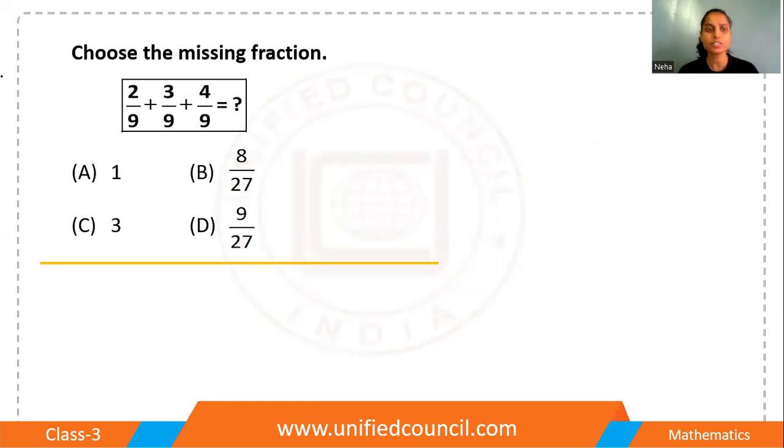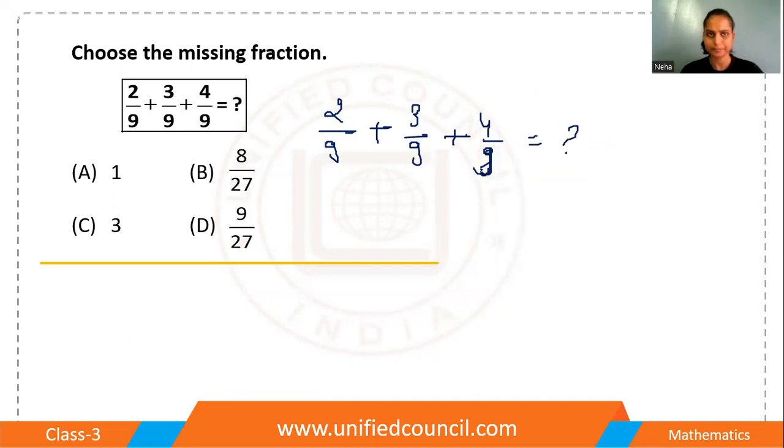So here is the next question. Choose the missing fraction. Okay. So three fractions are given: 2 by 9, 3 by 9 and 4 by 9. And here I have to find the answer. I have to find the addition.